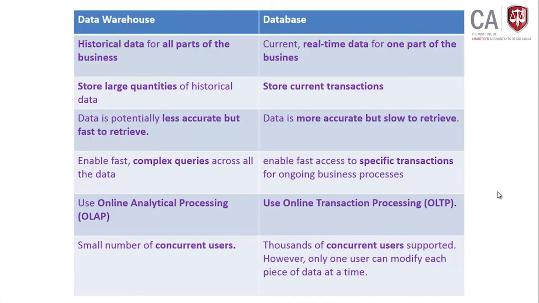In a database, only one part of the business data is stored. But in the data warehouse, different data parts are there, historical data parts.